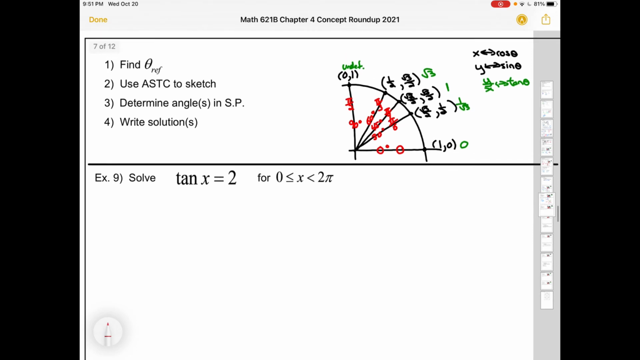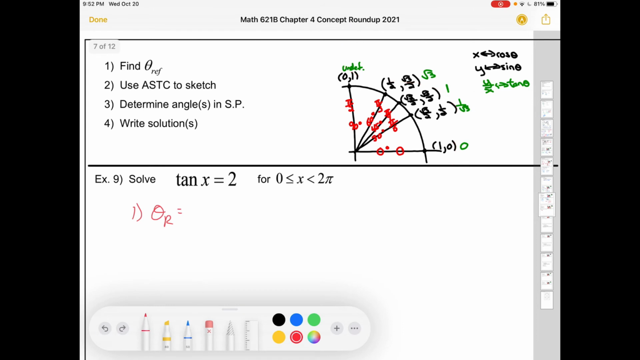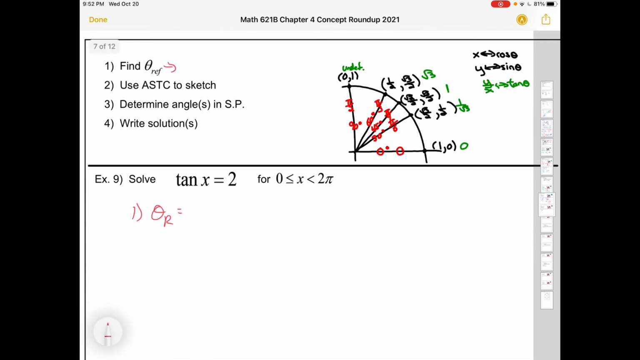Okay, so let's try another one. Tan x equals 2. I've got to find my reference angle, and I look on my unit quarter circle. I don't see a 2 here at all. Now, if this were sine or cosine equals 2, there would be no solution. But this one here, we can actually operate on. It's just that the quarter circle doesn't have every possible value on it.